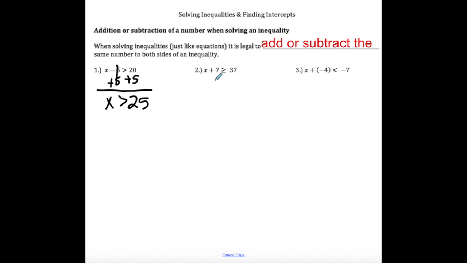To complete number 2, we have x plus 7 is greater than 37. Let's subtract 7 on both sides. And x is greater than or equal to 30. So as long as x is greater than or equal to 30, it would satisfy this inequality.